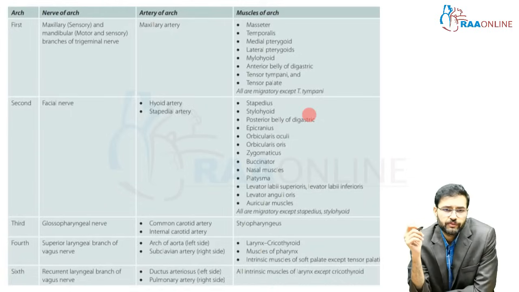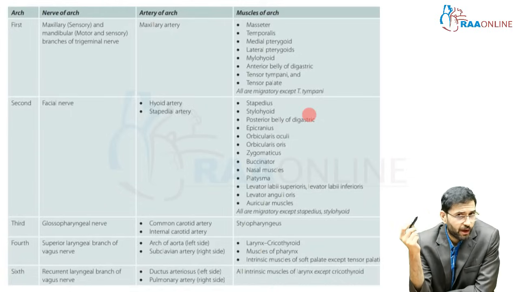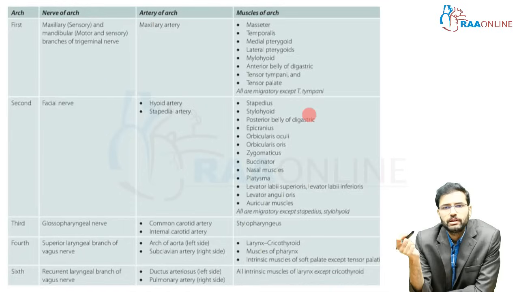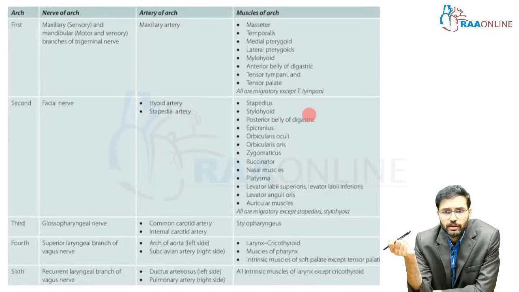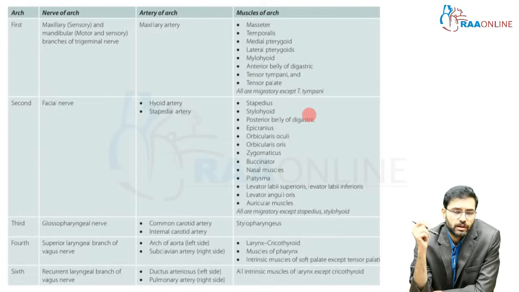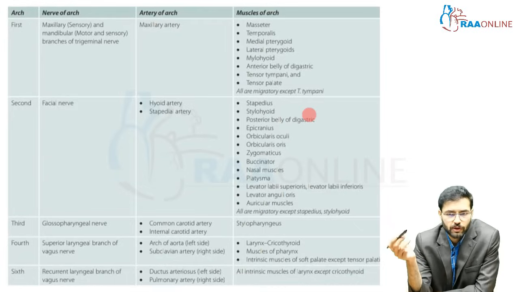So coming on to the nerve of the second arch. The nerve of the second arch, which is called the hyoid arch, is the facial nerve. The artery of this second arch is the stapedial artery, which is the predominant artery, and another accessory artery is the hyoid artery. The muscles of the second arch include the muscles of facial expression, along with stapedius, stylohyoid, and the posterior belly of digastric. Muscles of facial expression include orbicularis oculi, orbicularis oris, zygomaticus, buccinator, nasal muscles, etc., levator labii superioris, levator anguli oris, and the auricular muscles.